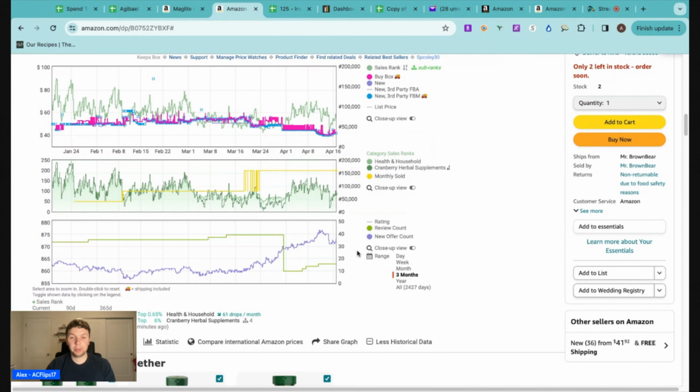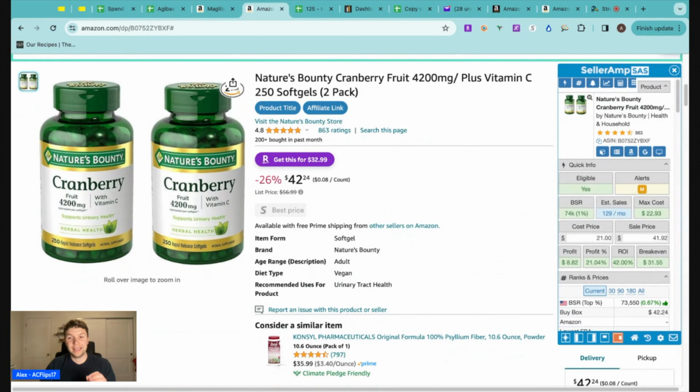We see offer count dropping off, and that should continue to drop off with the FBA sellers falling off this listing presumably pretty soon. So there's one more step we need to do to analyze this product fully, but let's recap what we looked at so far.